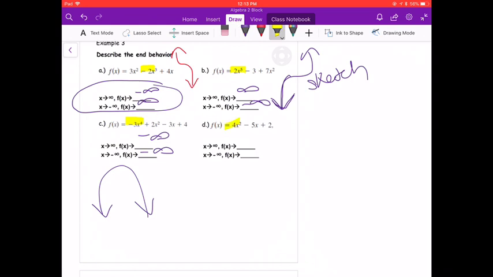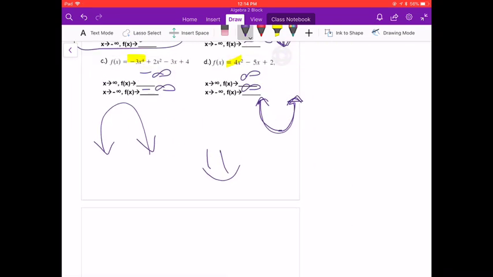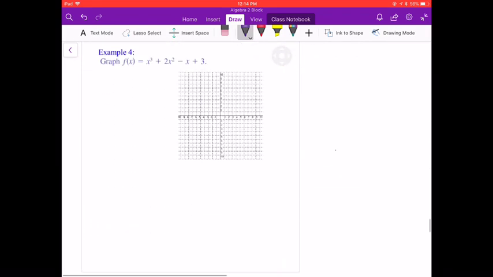D, the highest exponent is x squared, and the coefficient is positive. So this is a parabola that opens up. So from the right, it's going to positive infinity, and from the left, it's also approaching positive infinity. Okay, we got to graph one, or maybe two, but this is end behavior graphing it.